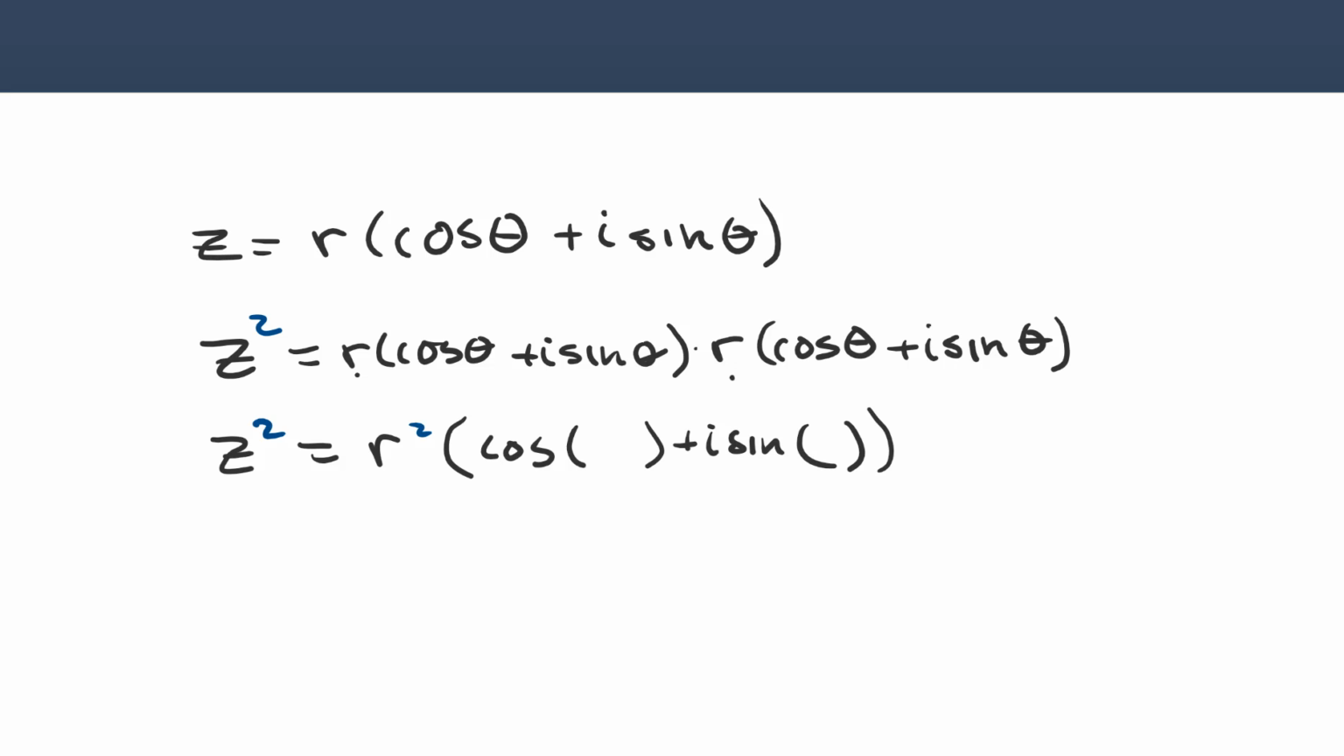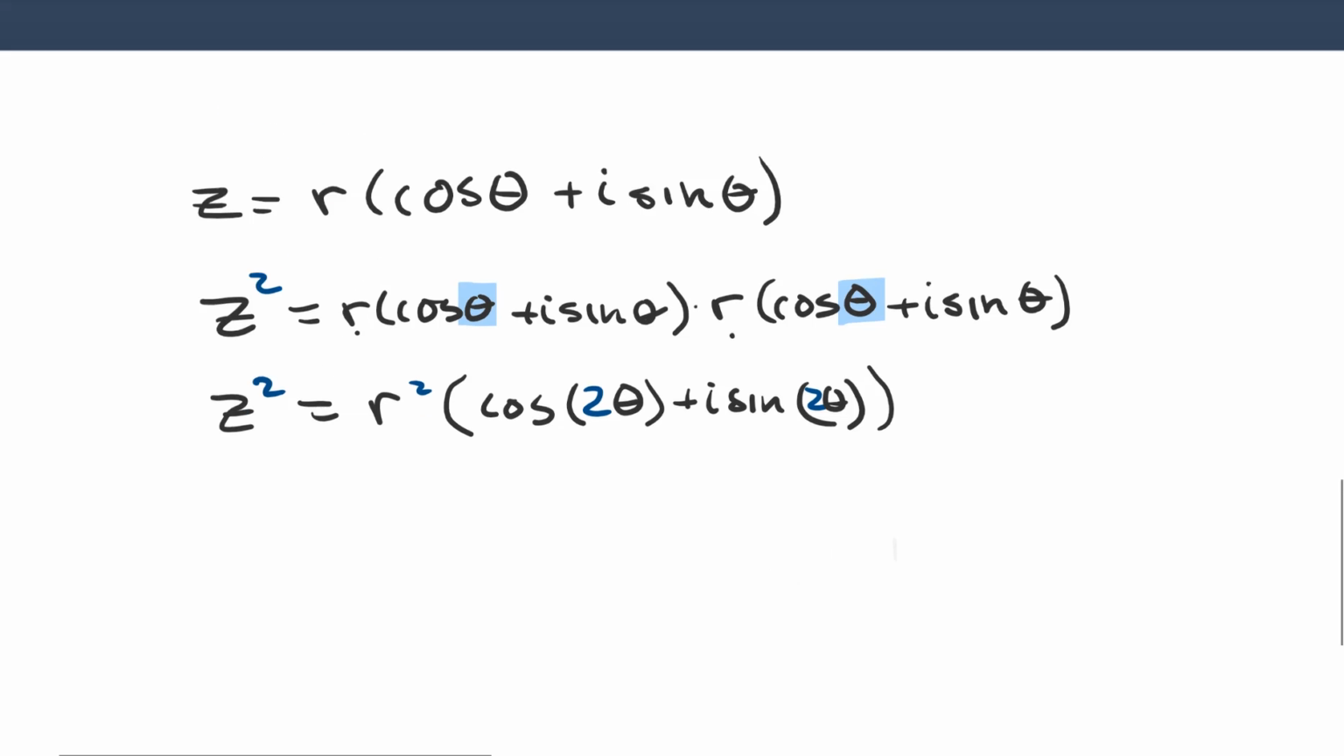So how do we deal with it? When we multiply, don't we take our angles and we add them? So if you have one theta and then you add another theta to it, how many thetas do you have? You have two thetas. So it looks like Z squared is just going to be equal to R squared times cosine of 2 theta plus I sine of 2 theta. Please don't use any double angle formulas here. Just leave it how it sits.